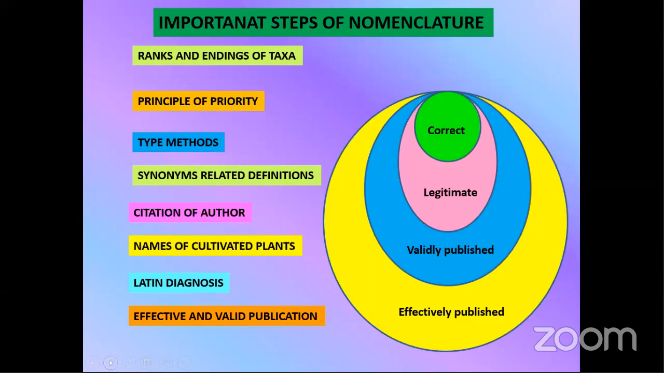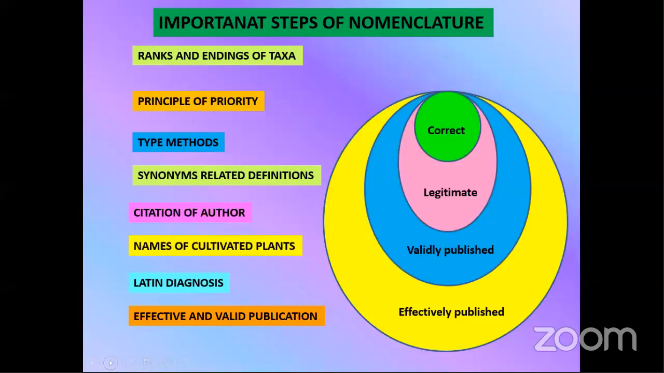These two are different. And finally, the name should be legitimate. Legitimate means it is somewhat acceptable to a particular group of taxonomists. That is a legitimate name. It is not necessarily the correct name. All legitimate names are not correct. But ultimately, the correct name is only one. That one name, if applied to the taxon, is acceptable to all taxonomists, and that is the correct name. But a legitimate name may vary from the correct name. Similarly, a valid name may be different from the legitimate name. So these are all different, and you should understand these things.